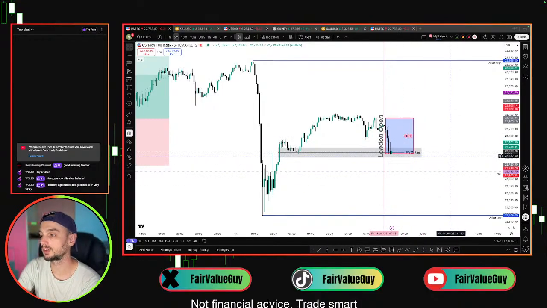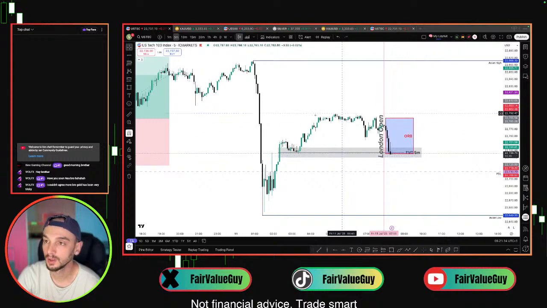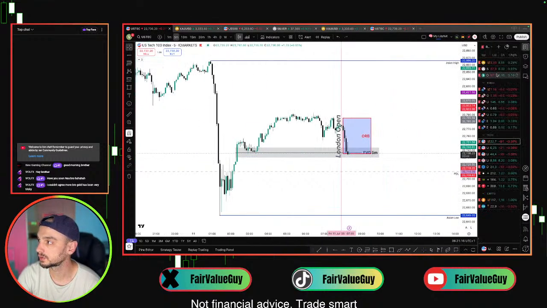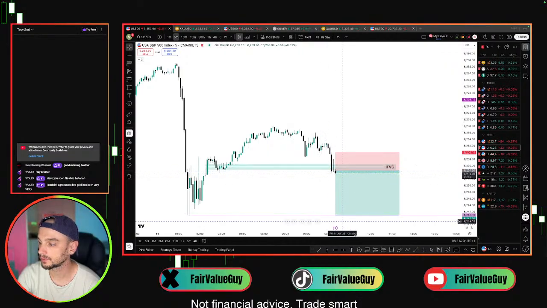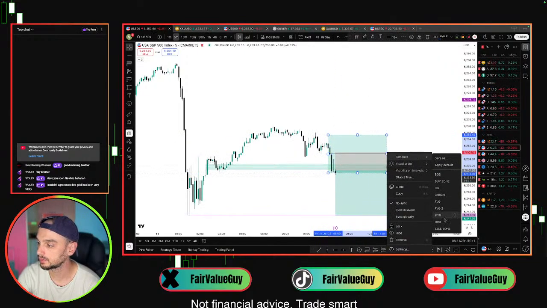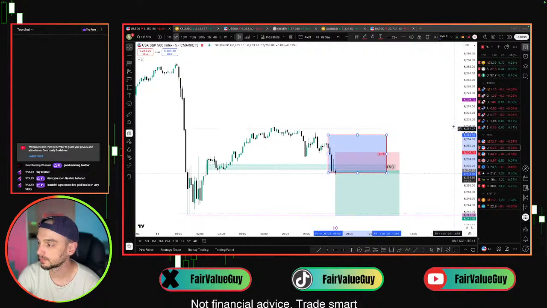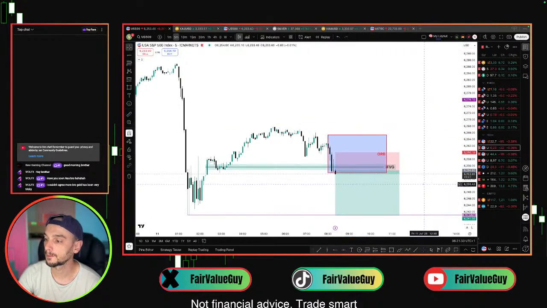And of course I want to see the ORB. How does the ORB close on ES? 1, 2, 3 candles. No, we don't have candle closure as well. Maybe this one.